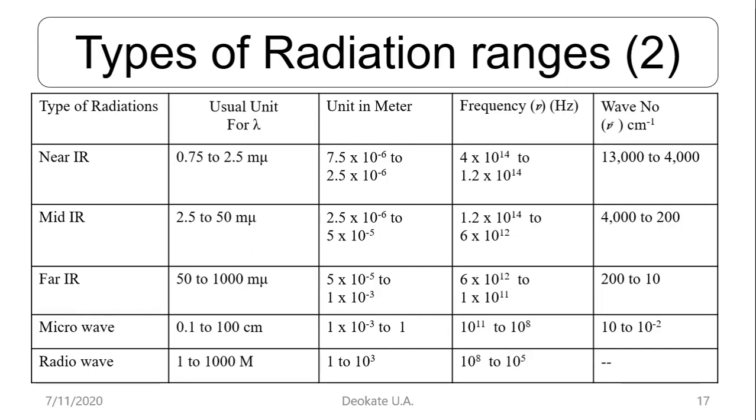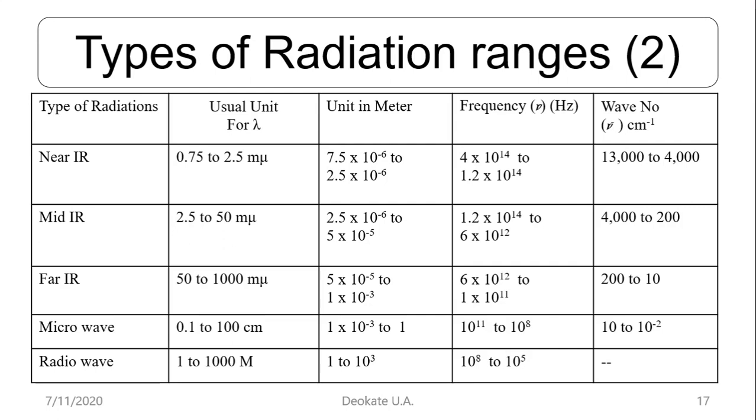Its unit in meter is again in continuum with the previous one. Frequencies are written. Now in case of IR, we use wave number as the general unit for measurement. If you observe the IR spectrum, wave numbers are always written there. So near IR is between 13,000 to 4,000 centimeter inverse. Near IR is followed by mid IR, that is 2.5 to 50 micrometer. Its unit in meters is again in continuum to understand the continuity of the radiations. Frequencies are written and the wave numbers are from 4,000 to 200 centimeter inverse.